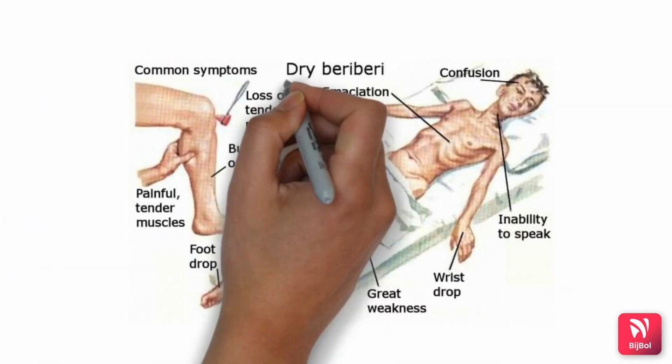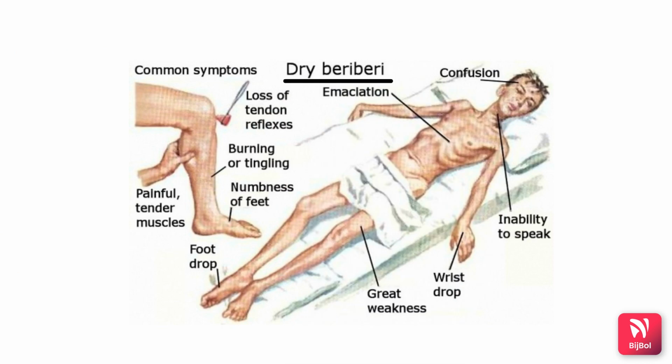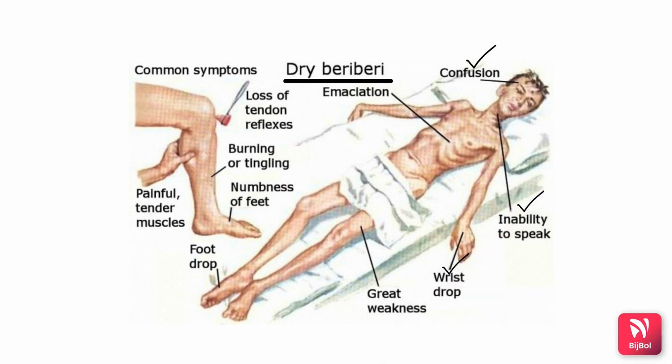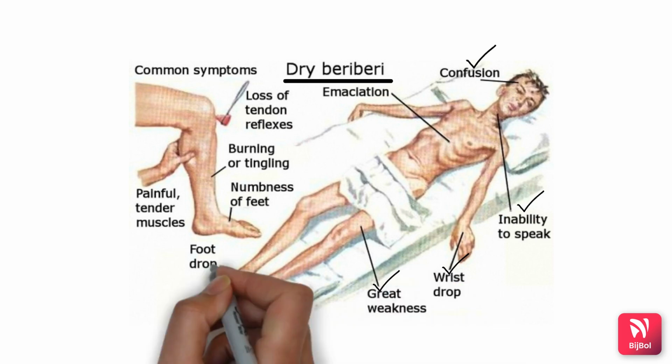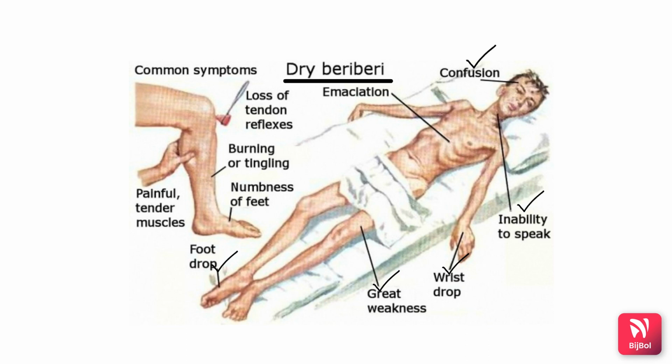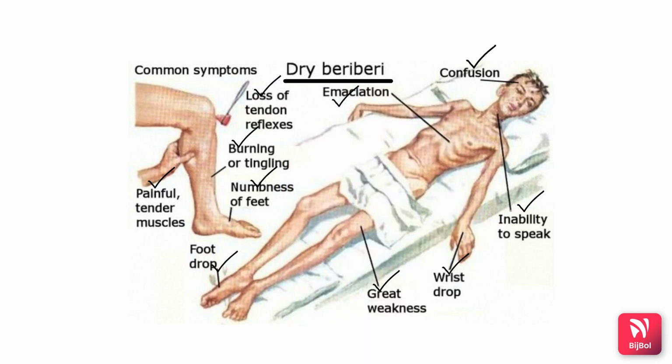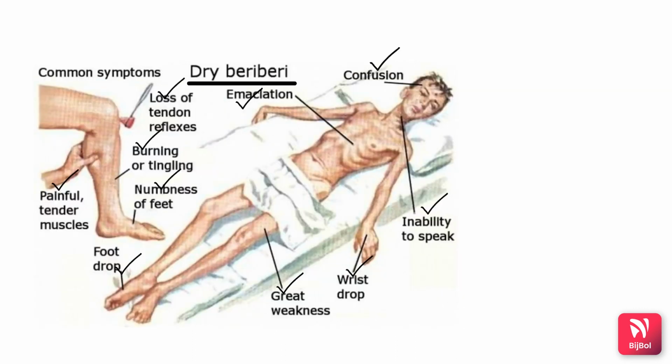So now let us look at the symptoms of the dry beriberi. So dry beriberi includes confusion, and it also includes inability to speak, and we can also see the wrist drop. Apart from this, we can also see the great weakness in the patients, and also we can see the foot drop. And also they tend to experience the painful and also the tender muscles. They also experience numbness of feet, and they also have the burning or the tingling sensation. Apart from this, there is a loss of tendon reflexes. And final characteristic symptom is emaciation, which means extreme weight loss due to the loss of the subcutaneous fat and muscle throughout the body. So this was all about dry beriberi.